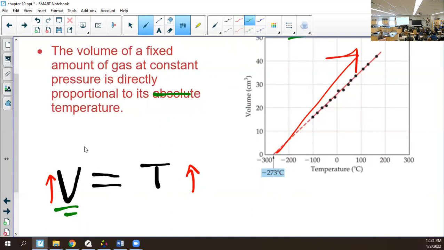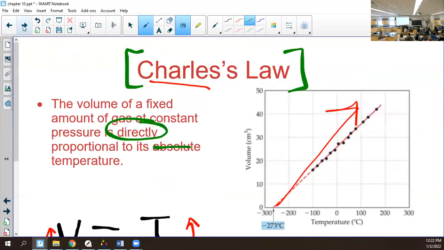Okay, so this would be what type of relationship? Directly related. You with me so far? And that graph would look like just a positive rise over your run, versus the other one, which was a negative rise over your run.